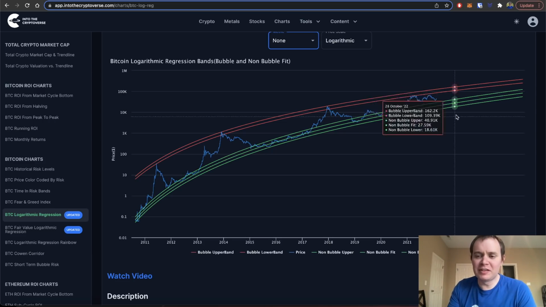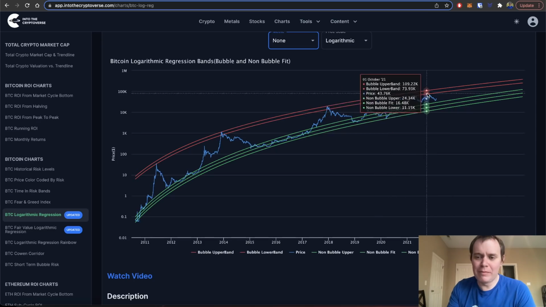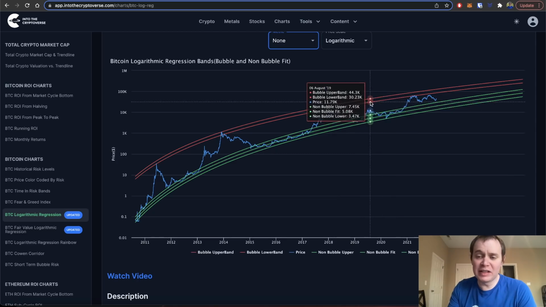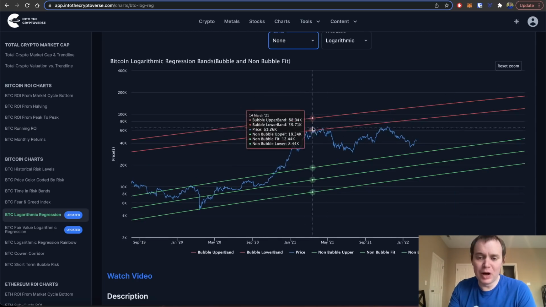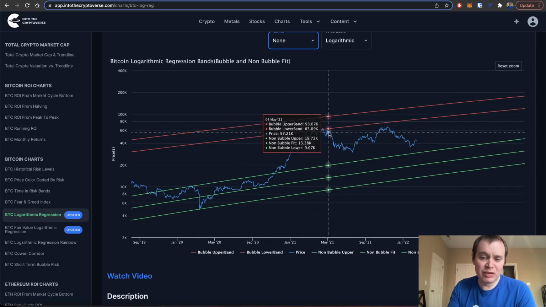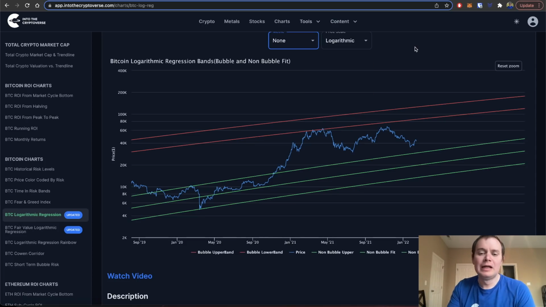But one of the interesting things is that we more or less are bound between these logarithmic regression bands. And interestingly enough, back in early 2021, this was a difficult phase because the risk levels were high on Bitcoin. We were in the upper logarithmic regression channel.